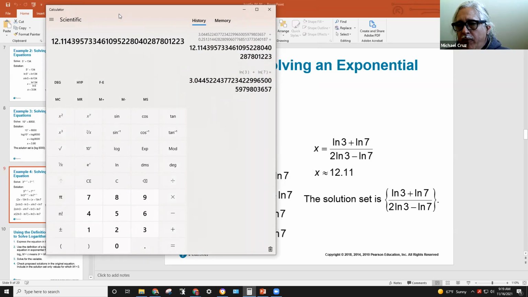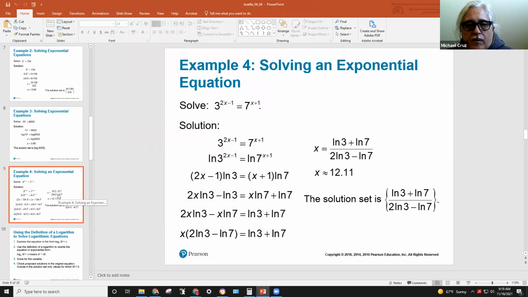And even on a calculator that accepts parentheses, you got to remember to follow your order of operations, because if you don't, the calculator will. You got to make sure that it does. All right, any questions about that one?